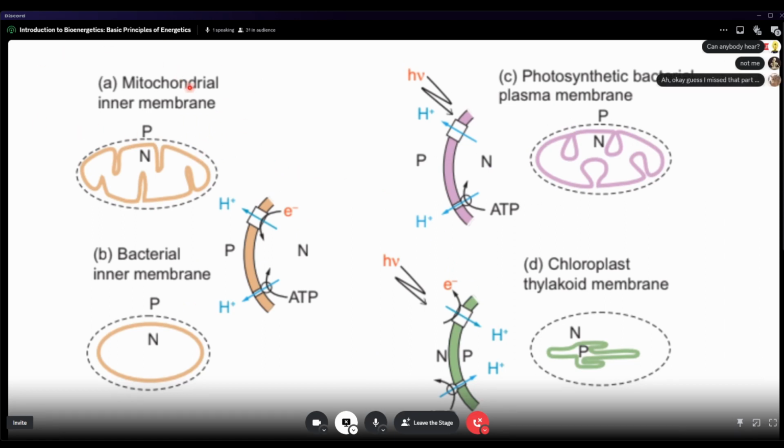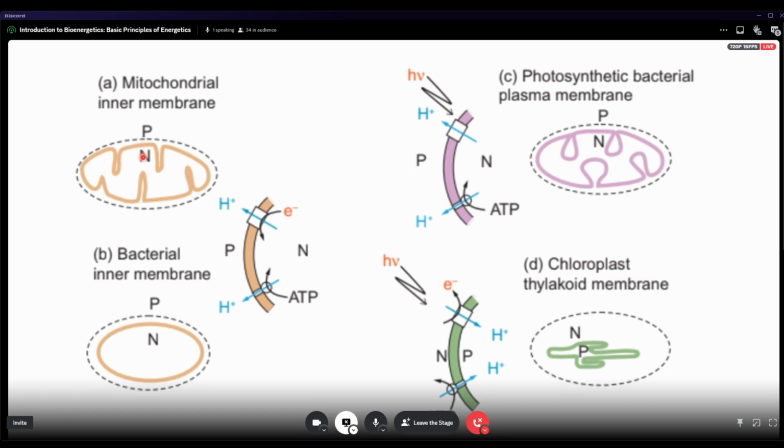So our foremost example is the mitochondrial inner membrane. You basically have two membranes in the mitochondria. You have the inner membrane and then you have the outer membrane. The solid line is the inner membrane, the dotted line outside is the outer membrane, and you have a positive and a negative side. The intermembrane space, the space between the two membranes, is filled with protons. That's what we know as the proton gradient.